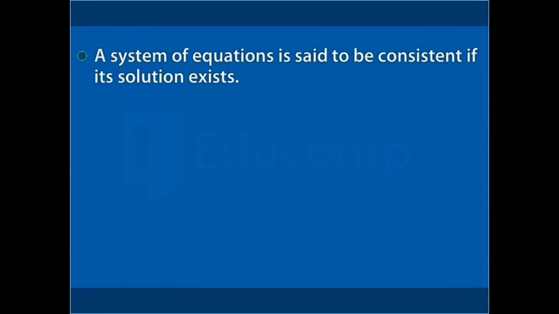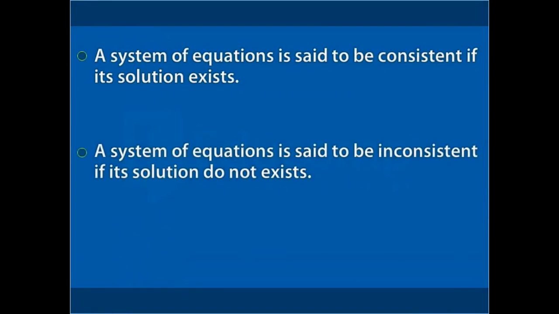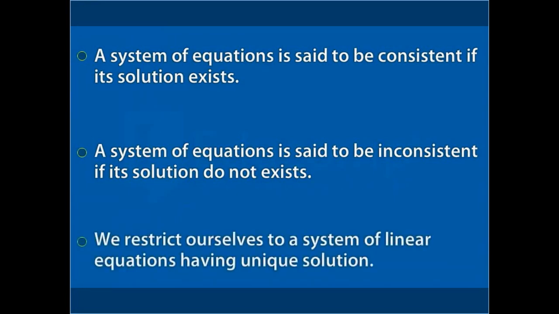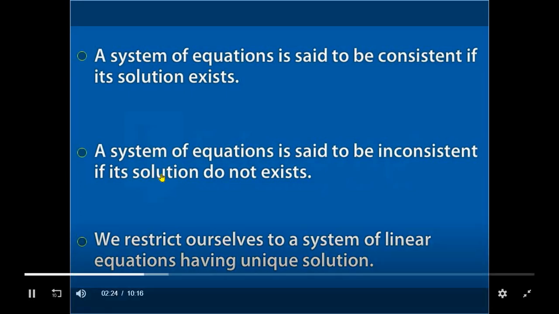A system of equations is said to be consistent if its solution exists. A system of equations is said to be inconsistent if its solution does not exist. We restrict ourselves to a system of linear equations having unique solutions.